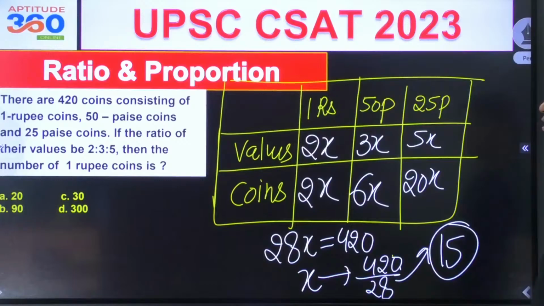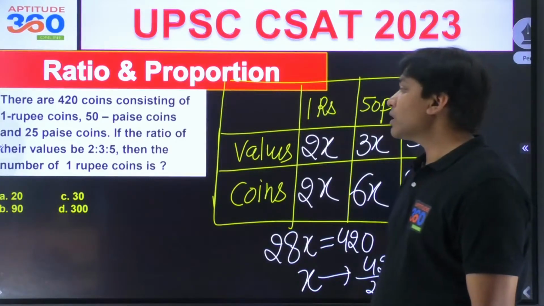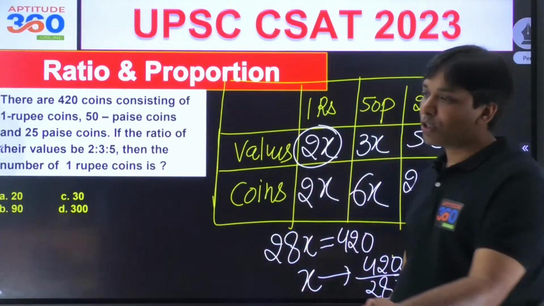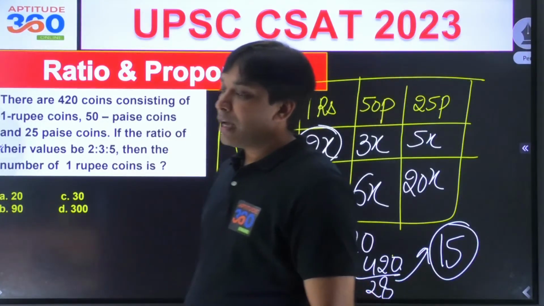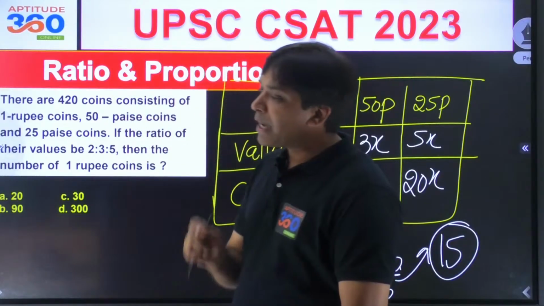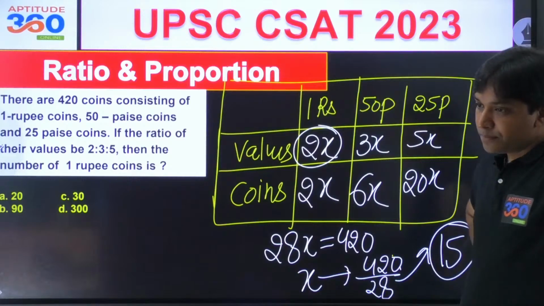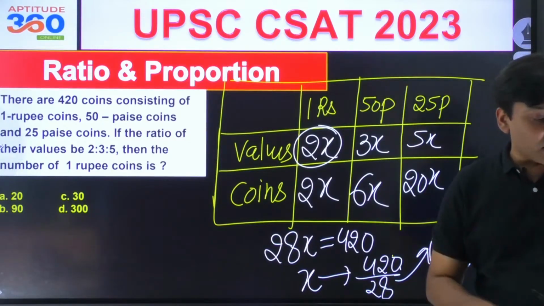Now they ask you what is going to be the number of 1 rupee coins. For the 1 rupee coin, the number and value are both the same. It is 30. Whoever has written Ankit, tell me your first name. You are getting the right answer.